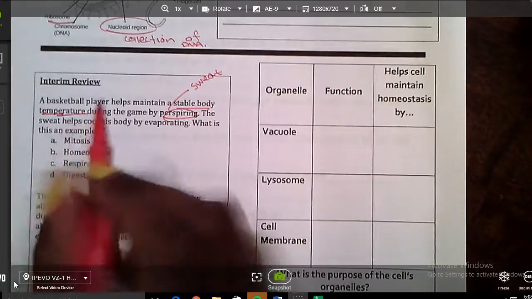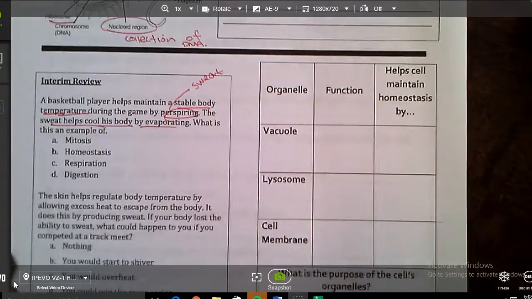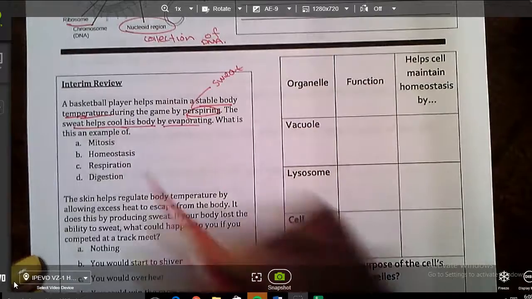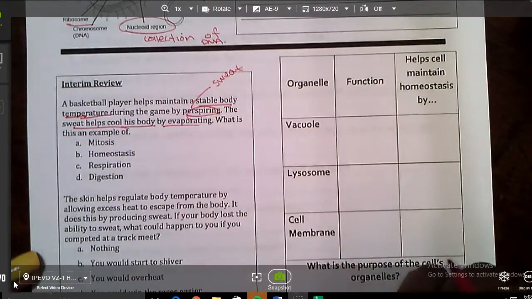The sweat helps cool his body by evaporating. What is this an example of? Is it mitosis, homeostasis, respiration, or digestion?